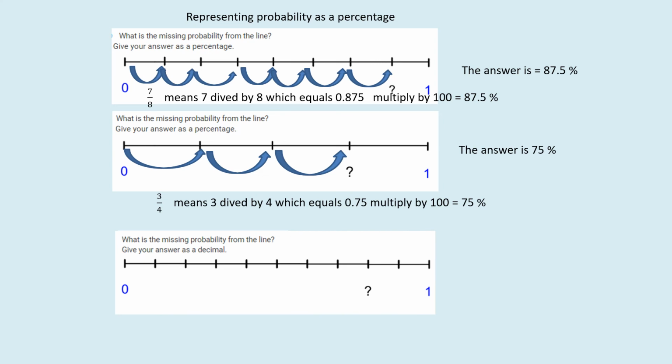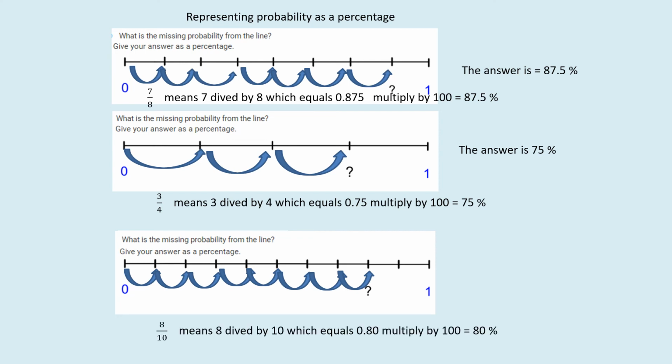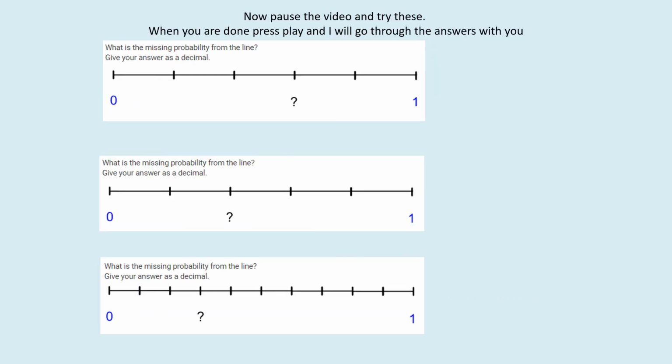Next one, again, count the spaces. So I've got 1, 2, 3, 4, 5, 6, 7, 8. So I've got 8 out of 10. So my fraction is going to be 8 out of 10. That means 8 divided by 10, which is equal to 0.8 as a decimal. Multiply that by 100 and I get 80%.